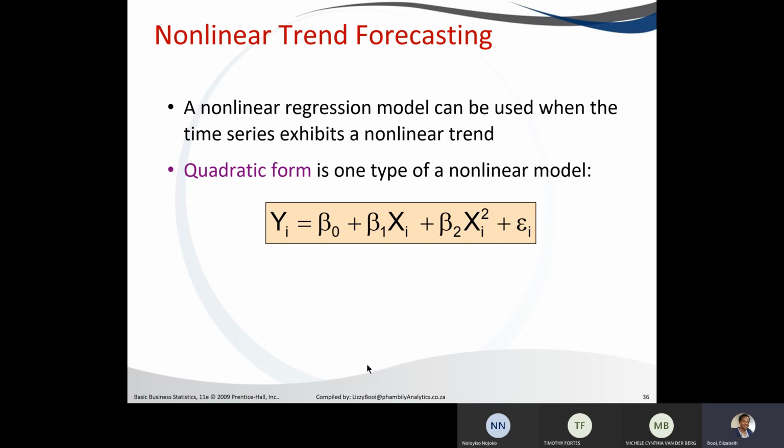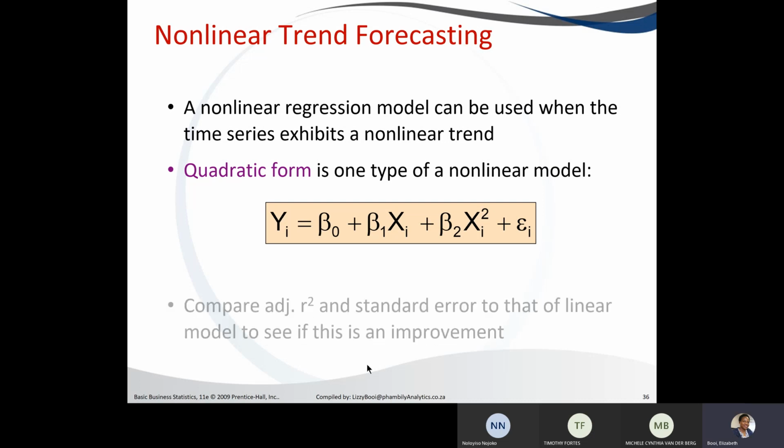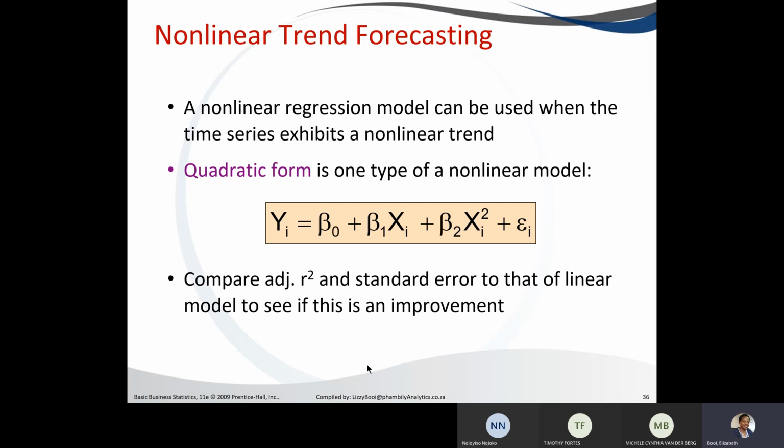The formula to use will be y equals b0 plus b1x plus b2x squared plus the errors. And we can also compare the adjusted R square, which is our coefficient of determination, and the standard error to see if this method improves the model or not.